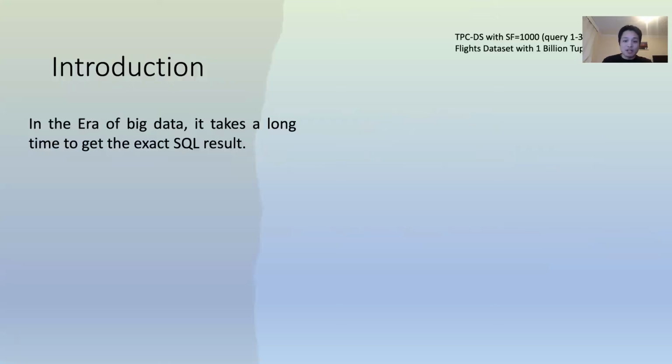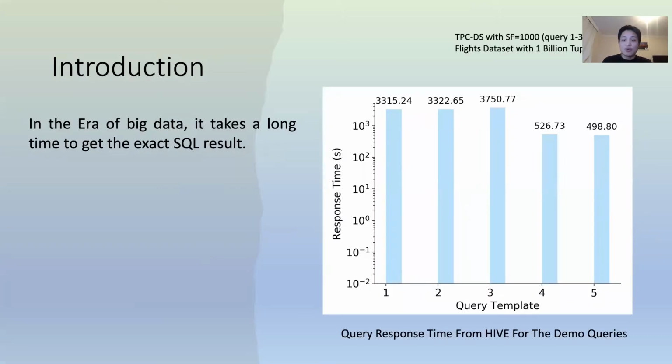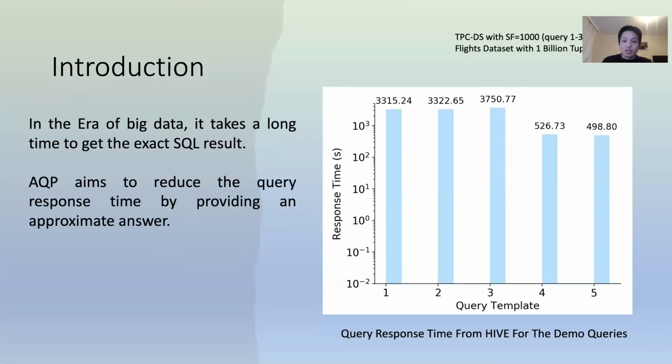In the era of big data, it takes a long time to get the exact SQL result. Here is an example showing the query response time from Hive. Hive takes around 1 hour to get a result for the TPCDS dataset. AQP aims to reduce the query response time by providing an approximate answer.